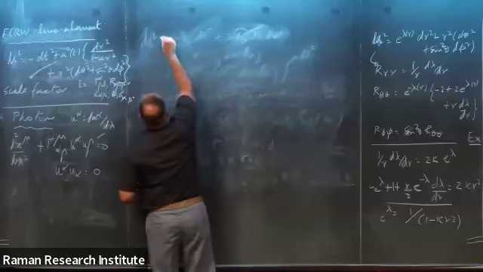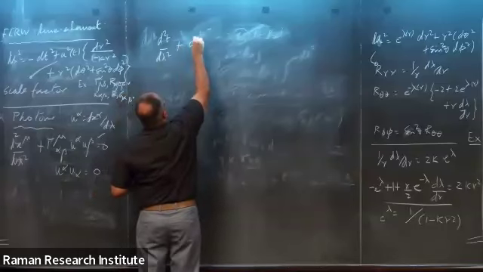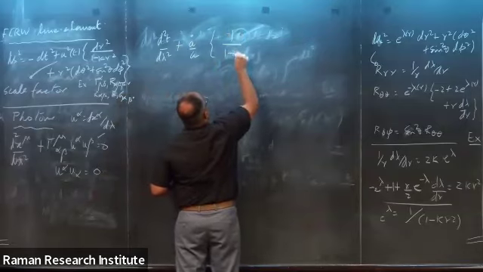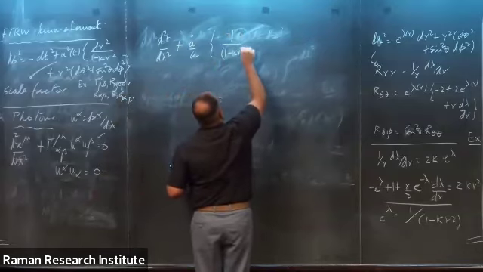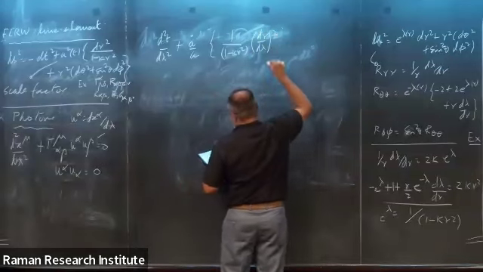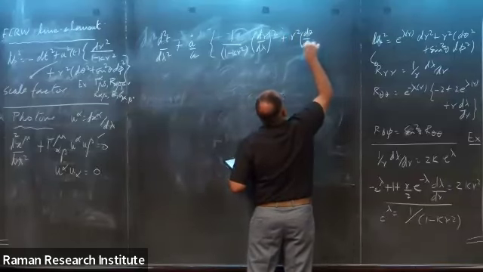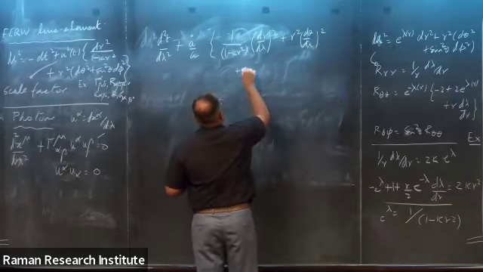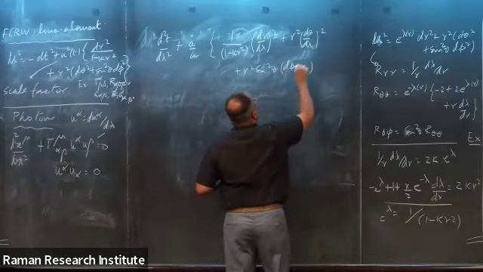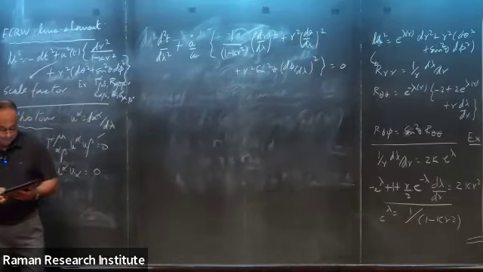So what do I have? I have d²t/dλ² plus (ȧ/a) times 1/(1 − κr²) (dr/dλ)² plus r² (dθ/dλ)² plus r² sin²θ (dφ/dλ)² equals 0. Okay, this is what I want.